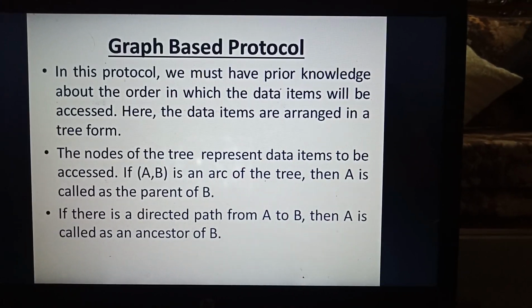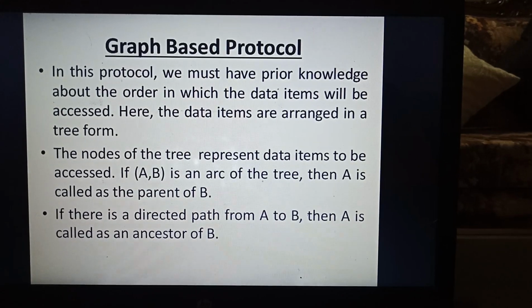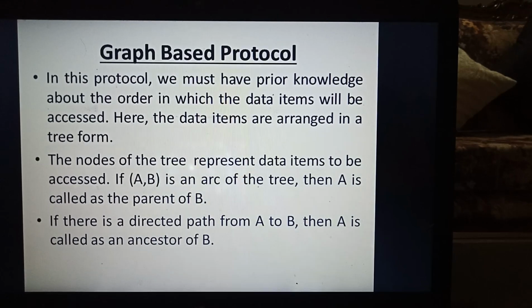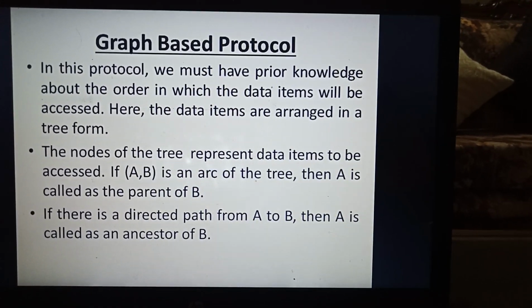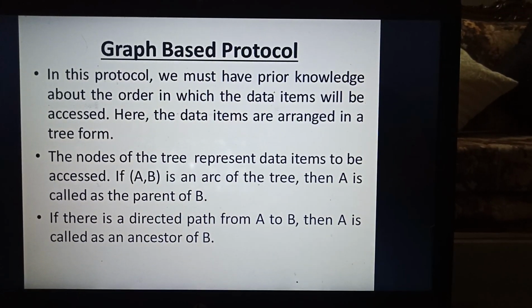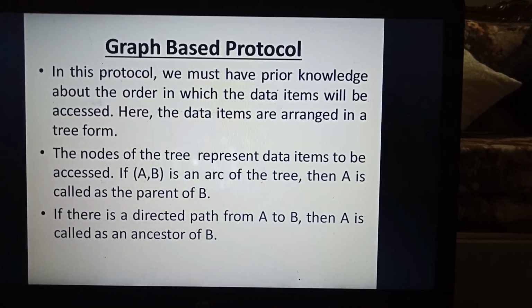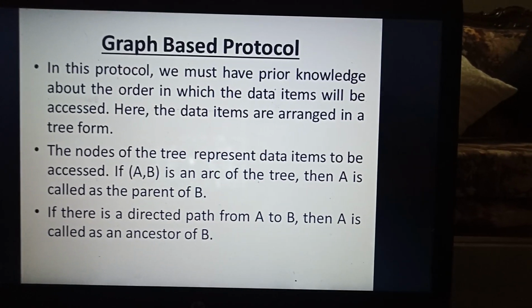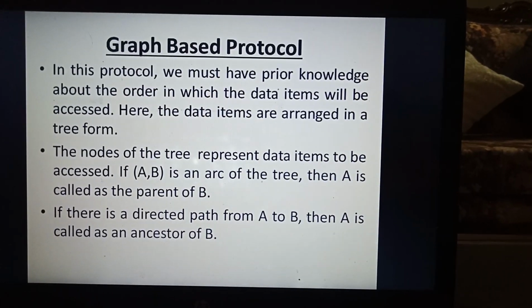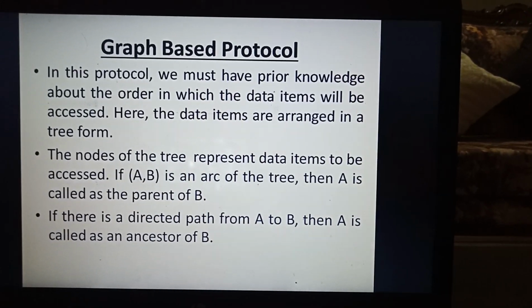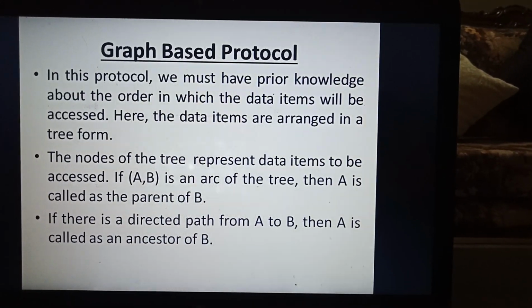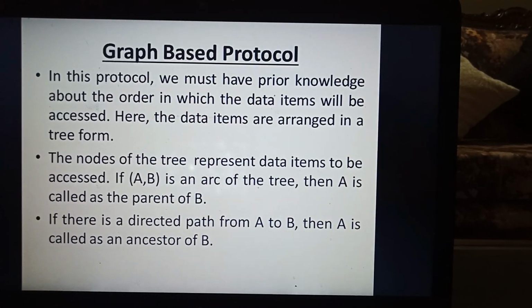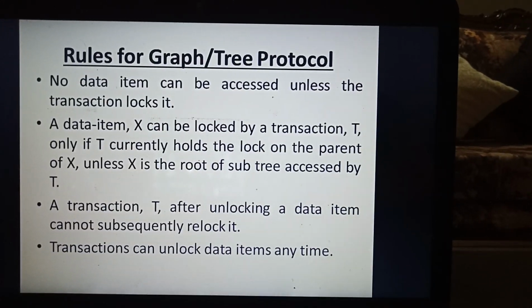Now, graph-based protocol. In this protocol, we must have prior knowledge about the order in which the data items will be accessed. Here, the data items are arranged in a tree form. The nodes of the tree represent data items to be accessed. If AB is an arc of the tree, then A is called the parent of B. And if there is a directed path from A to B, then A is called the ancestor of B.